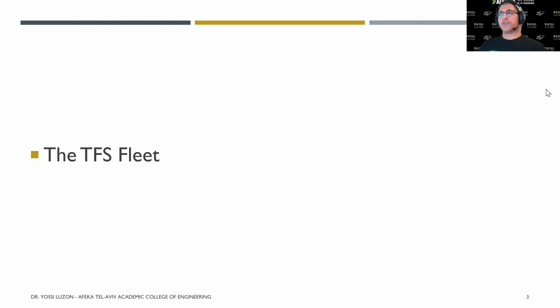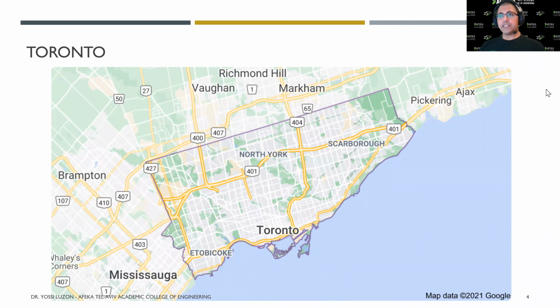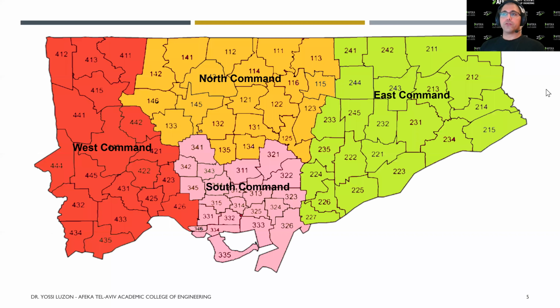Let's start with presenting Toronto Fire Services fleet. This is Toronto and its boundaries taken from Google Maps. The TFS is responsible for the entire city. Toronto Fire Services divide the city to 4 commands: north, south, east, and west. These commands are then divided to districts, and the districts are divided to stations.